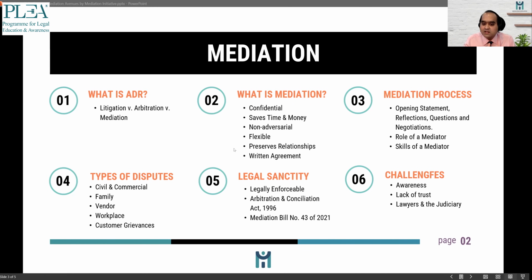Then, like I said, under the Arbitration and Conciliation Act, you can have the mediation process deemed to be a conciliation process, and then have the conciliation agreement settled as an award. And then we have the Mediation Bill number 43 of 2021, which has made provisions for even registration of mediated settlement agreements. The bill has yet to become a law, so let's see what happens. I'm going to talk about that a little bit in a few more minutes.